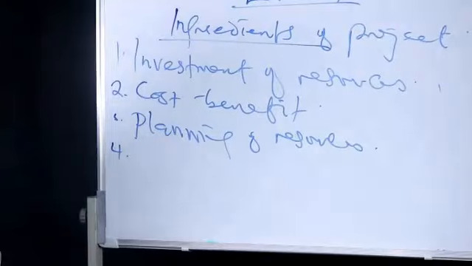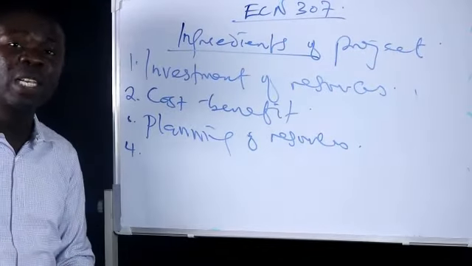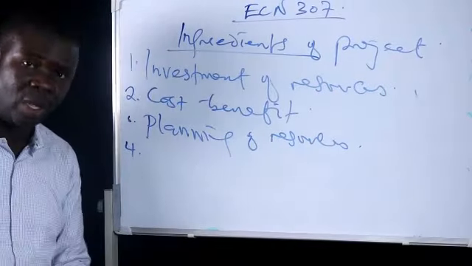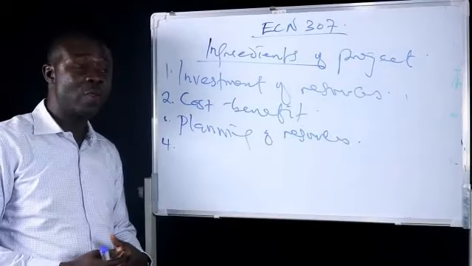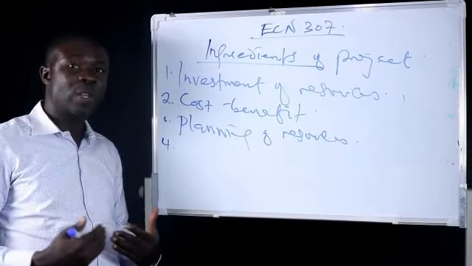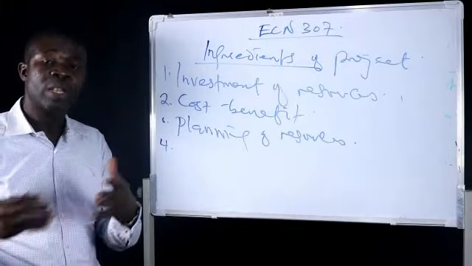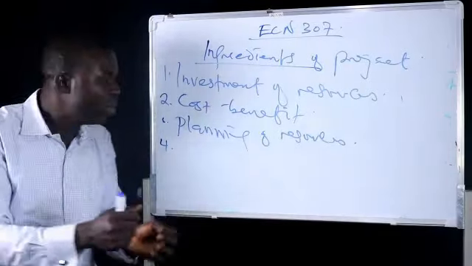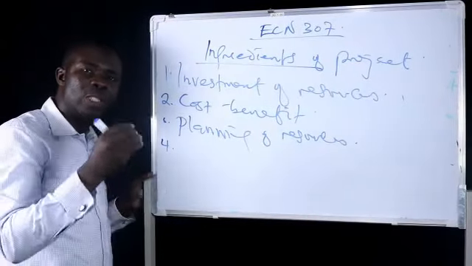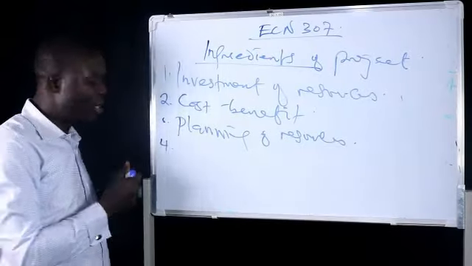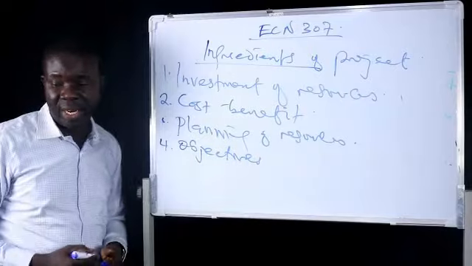Now the fourth one is achieving some objective. A project is something that you are anticipating to get some objective. Of course, every project has an objective. If you don't have an objective, it means you're not heading anywhere. By coming to class today, you have an objective, you have an aim that you're going to do this course. At the end of the day, you achieve something. So the same thing is applicable to a project. If you want to start a project, you must have certain objectives. So objective is very, very important. It is one of the ingredients of a project.